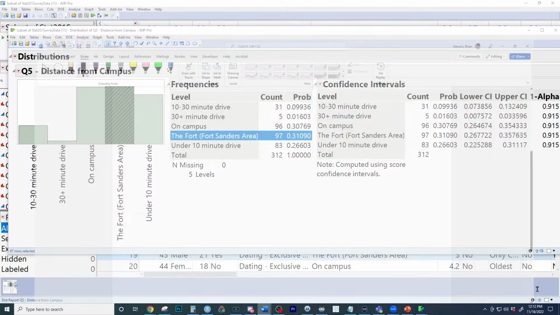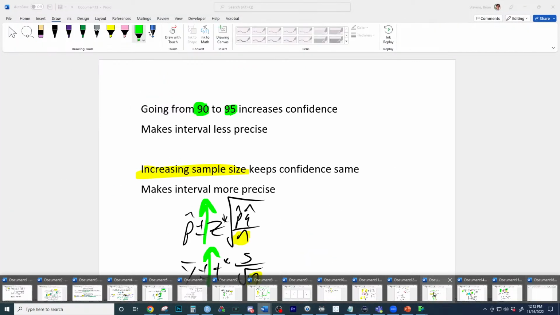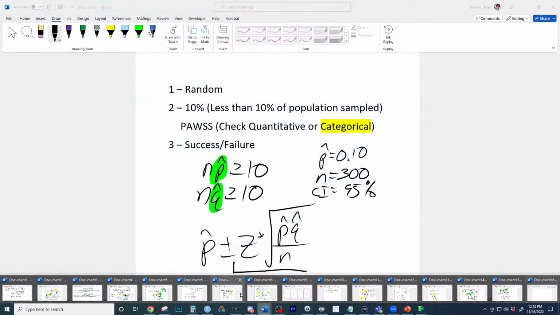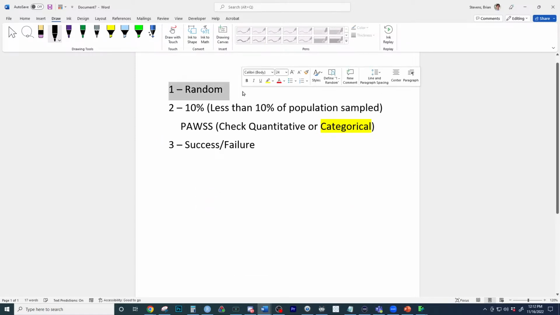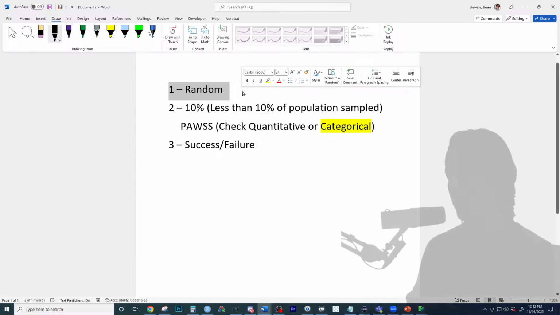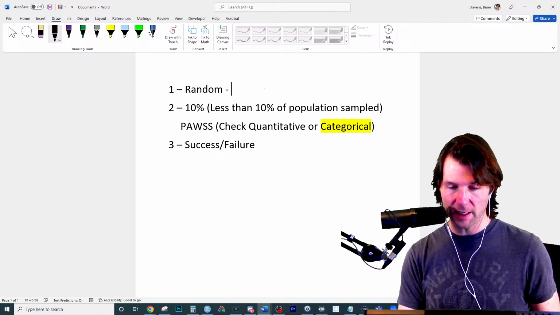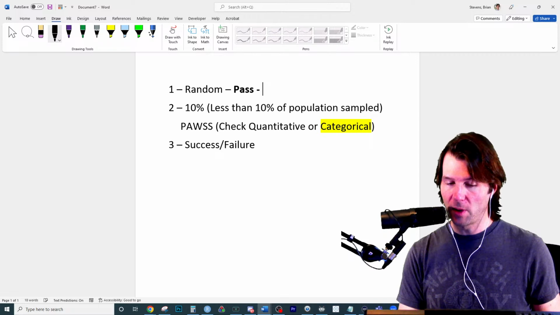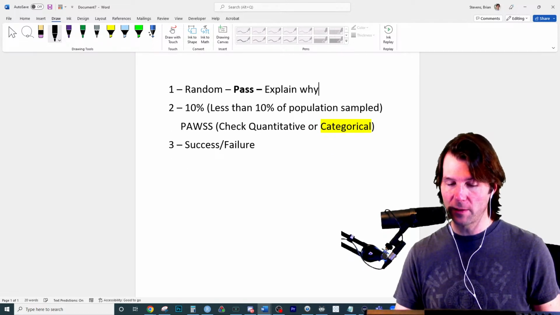Now, when you're doing conditions, actually, I've got them written down a little bit here today. When you do the conditions, you always start by doing condition 1, which is random. So the first condition we check is that our data was randomly selected. So make sure your data comes from a random sample. Make sure to communicate that. And I'd even say something like pass or fail when I do this, so that the person grading it can see it. I would say pass, and then I would explain why. I think it's a great way of doing it.